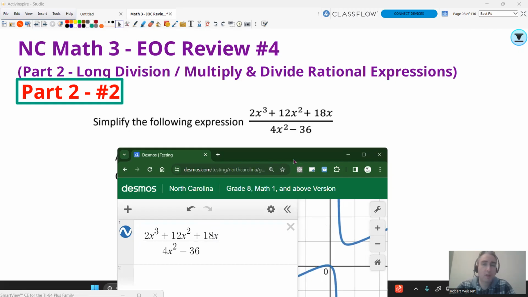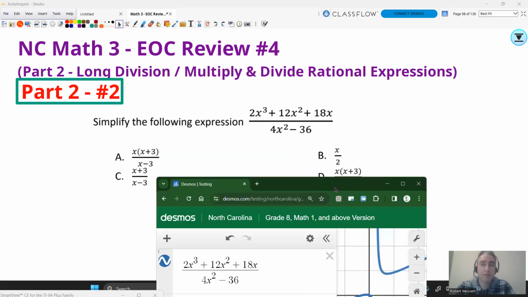Pause it first, see if you can type that in, type your answer choices in, and find the one that matches it, get your answer. Then I'll show you how to do it by hand.